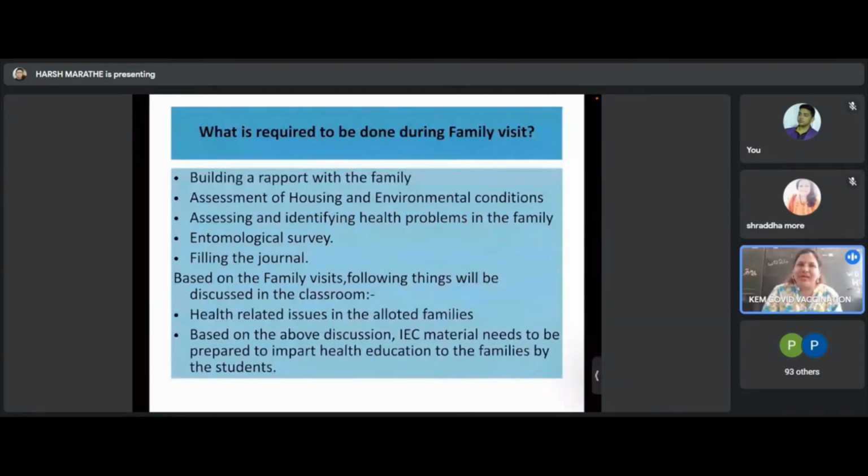If suppose in a family you see a few cases of diarrhea, or a case of typhoid, waterborne diseases, or there is a case of respiratory infection, or non-communicable diseases like diabetes and hypertension, with regards to that you have to explain your family health issues and health education material. Health education will be imparted to the families by the students. All this will be taught and explained to you. Next, please.